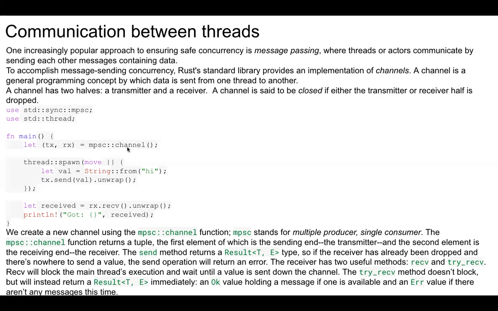Now the channel function, when you call it, returns a tuple with two values: a transmitter, or sender, and a receiver. You move the ownership of the transmitter into the thread using move. You generate some value and send it. So this is how you send it. Then there's the main thread that is running here, which uses rx.recv to receive. We are going to see it in the demo.